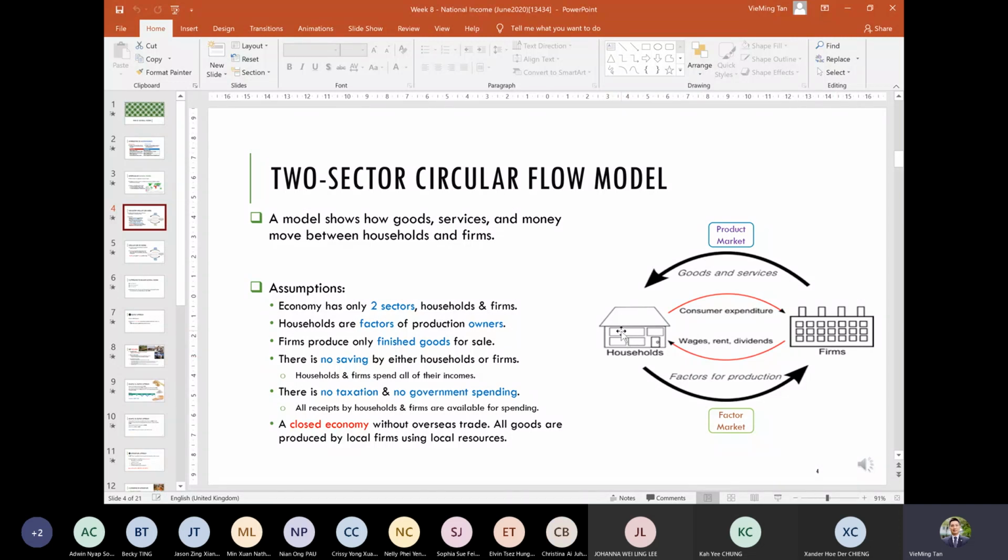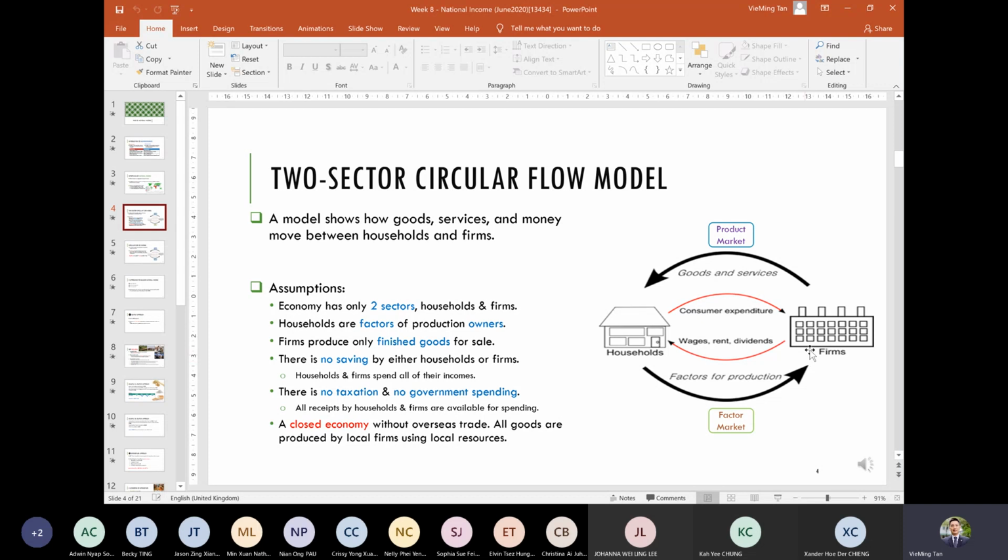Household refers to the buyers. Household in this case refers to the buyer or consumer in an economy, or in a country or nation. Firms refers to the producer or seller in an economy. Under this model, we assume that there are only two sectors. There is no government sector. If we include government, there will be a three sector model.